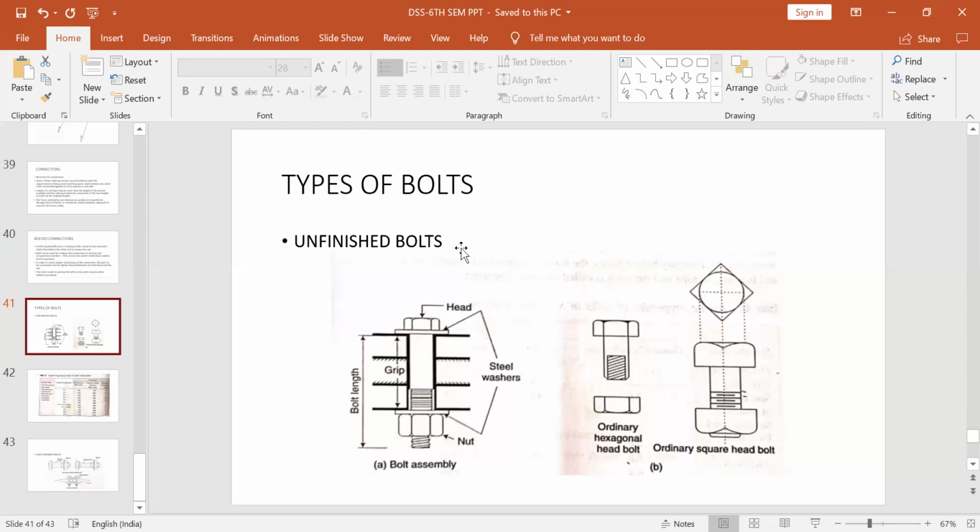So they are not recommended for connections. Now here it is, see in this figure, it is a square head. Sometimes you might have a hexagon. The head is hexagonal. So either it is square or it is hexagonal. The head of the bolt will be in that shape only if you see the top view. Available.